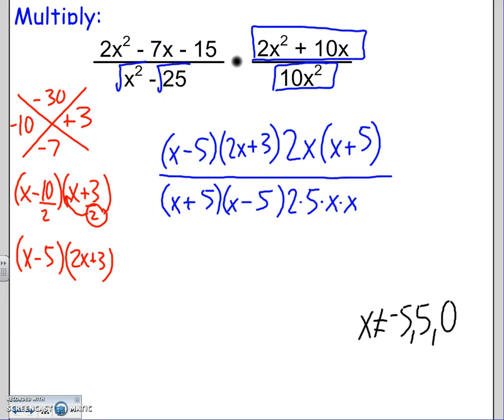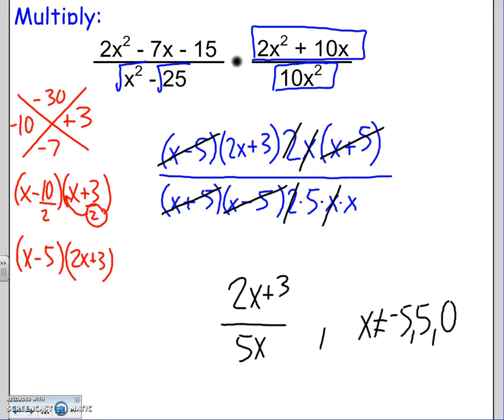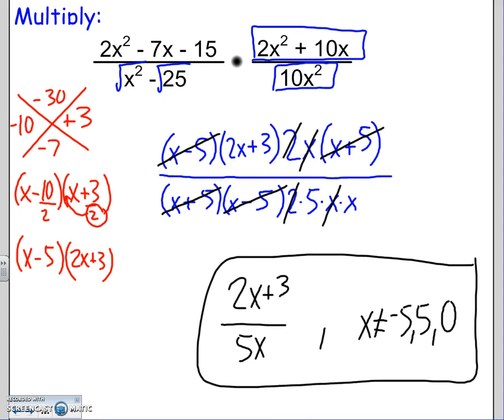Last step, cancel out. X minus 5, x minus 5. X plus 5, x plus 5. 2, x. And that's it. On top, we have 2x plus 3. On bottom, we have a single 5 and an x, where x cannot be those 3 things. So 3 steps: factor everything, restrictions from the denominator, then cancel out.